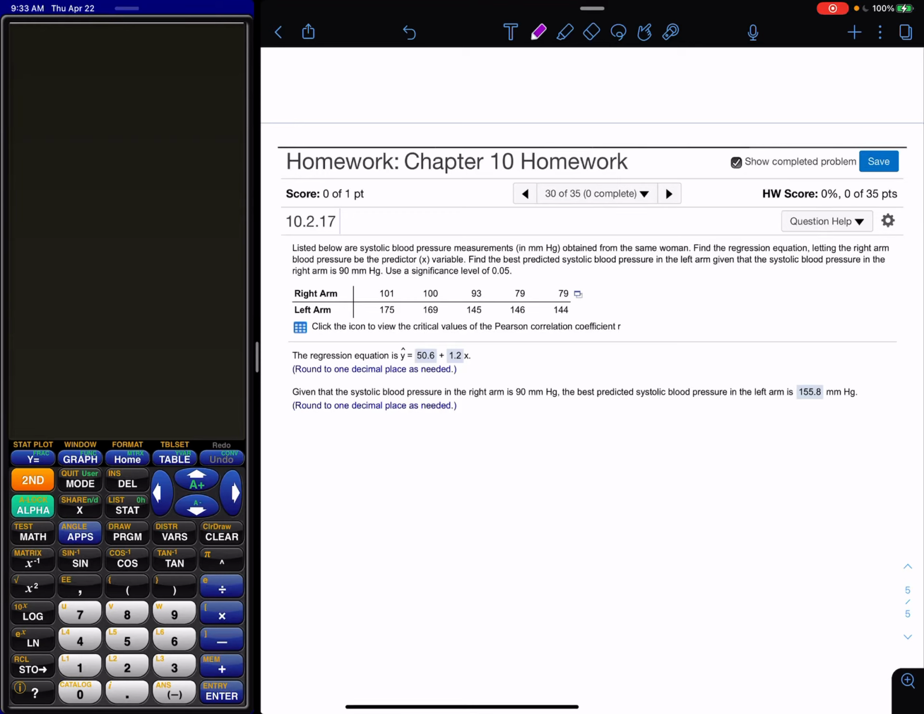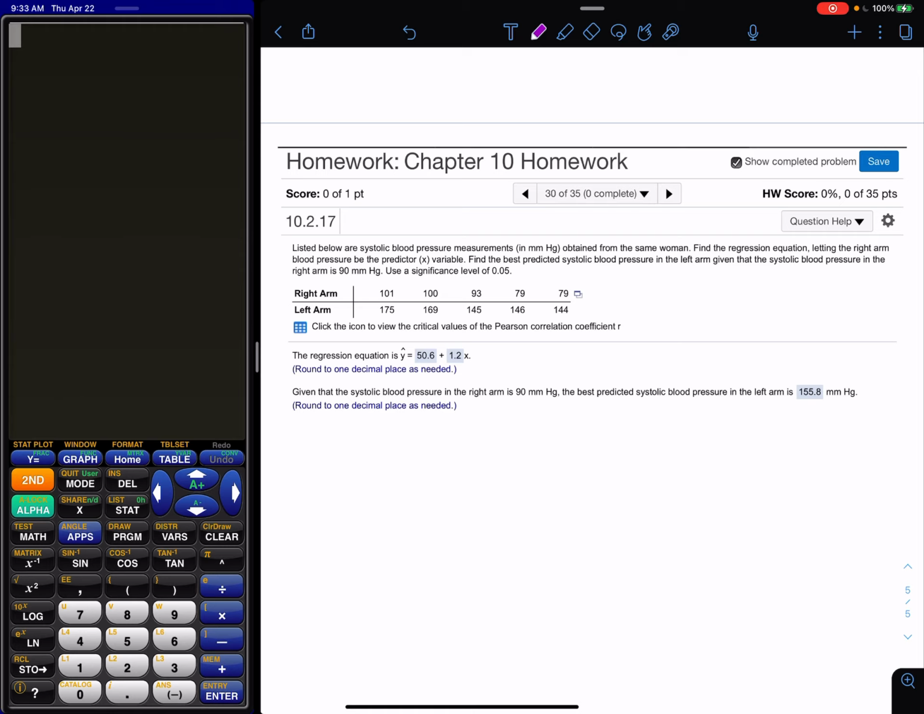Let's look at this homework problem from chapter 10. It's number 30. Please remember what you see on your homework might have different numbers. So it says, listed below are systolic blood pressure measurements in mmHg obtained from the same woman.